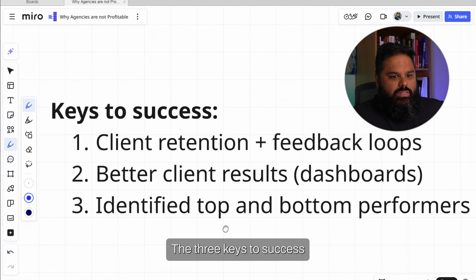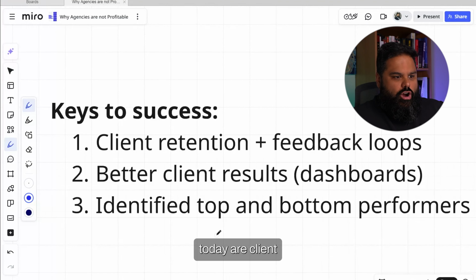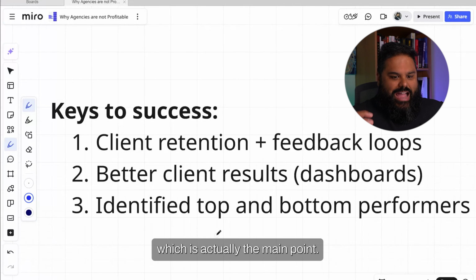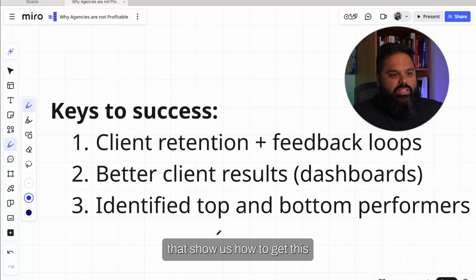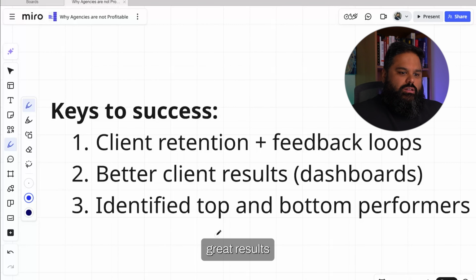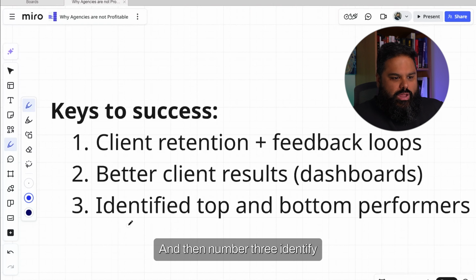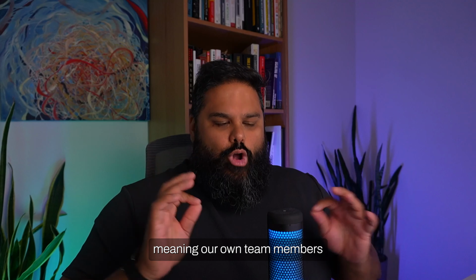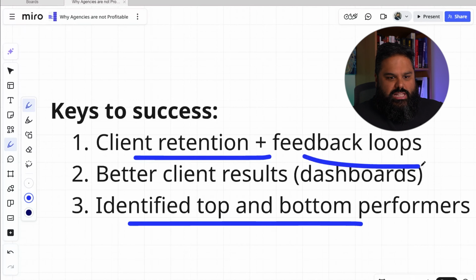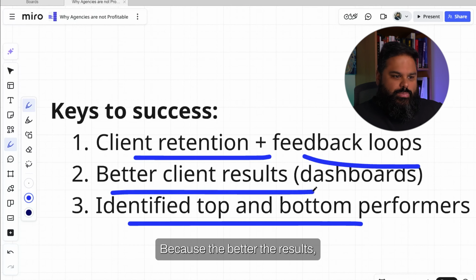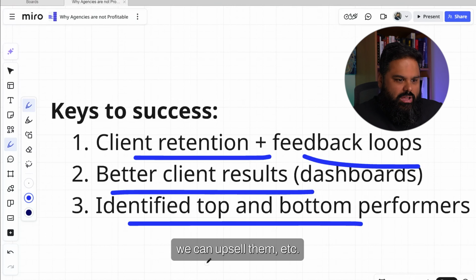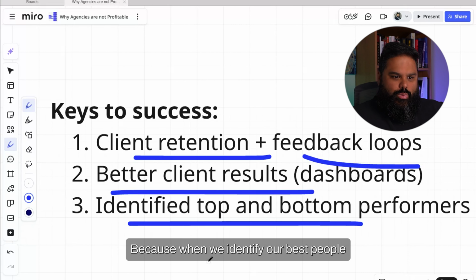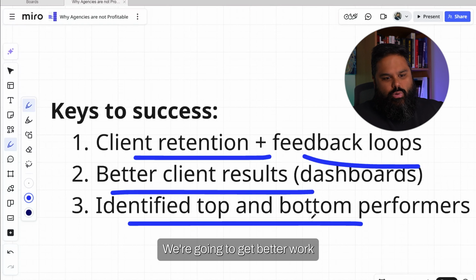So here are the steps. The 3 keys to success that we're going to go over today are, first, client retention and feedback loops, which is actually the main point. Then better client results dashboards. So this is about how we house the data that shows us how to get great results for clients. And then number 3, identify top and bottom performers, meaning our own team members. So client retention and feedback loops with a client, better client results, because the better the results, the more clients are going to want to stick around, the more we can upsell them, etc. And identifying our best people, because when we identify our best people and reward them, guess what? We're going to get better work out of them.